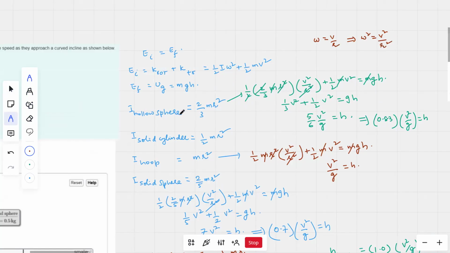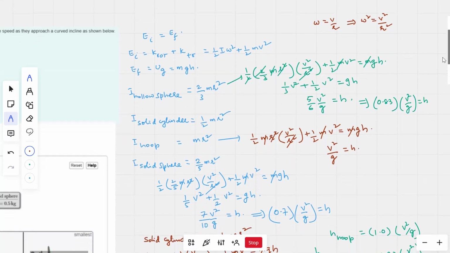So the first one is the hollow sphere. Put in the hollow sphere: half times 2/3 mr square times v square over r square, plus half m v square, is equal to mgh. On simplifying, we get h is equal to 0.83 v square over g. Next, the hoop. For the hoop, again plug in the values. Here, for the hoop I is mr square. So in half I omega square, instead of I put mr square, and instead of omega square write v square over r square, plus the translational kinetic energy half m v square. So h is equal to v square over g.